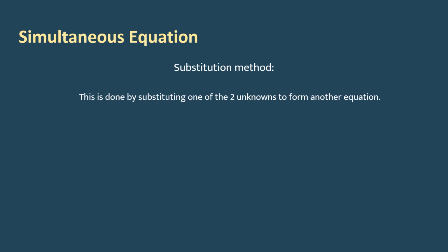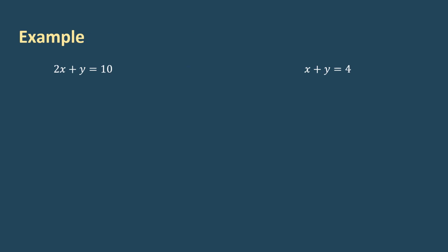The substitution method is done by substituting one of the two unknowns to form another equation. So why don't we look at another example and see how this is done. Now we're going to look at the same example again, but this time we're going to use the substitution method instead. So we first need to label the equations. Let's label this as equation 1 and this as equation 2.